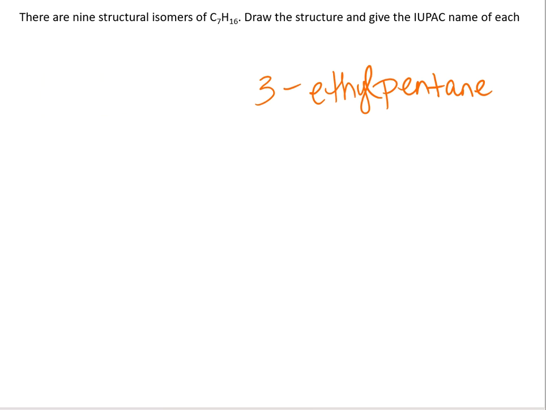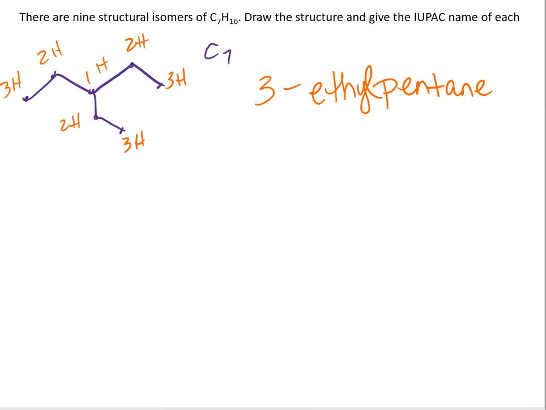so that we can go back and count, since we're dealing with a new parent chain. We know we have 7 carbon atoms, because we have those 1, 2, 3, 4, 5, 6, 7 total. If we look at our hydrogens, we have 3 hydrogen, 2 hydrogen, 1 hydrogen, 2 hydrogen, 3 hydrogen, 2 hydrogen, and 3 hydrogen. So if we were to add them up, we have 3, 5, 6, 8, 11, 14, 16. So again, 7 carbon, 16 hydrogen. We have a different structure. So that's our fourth one.